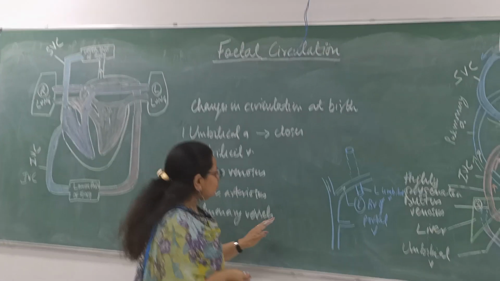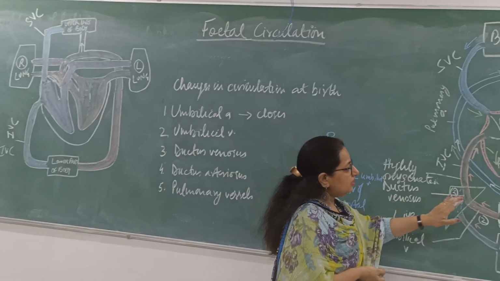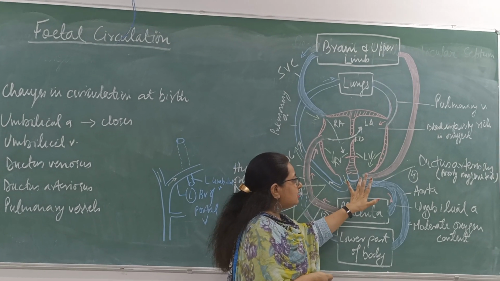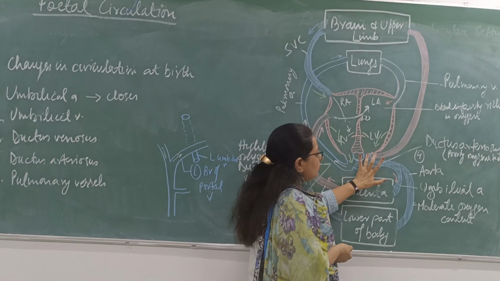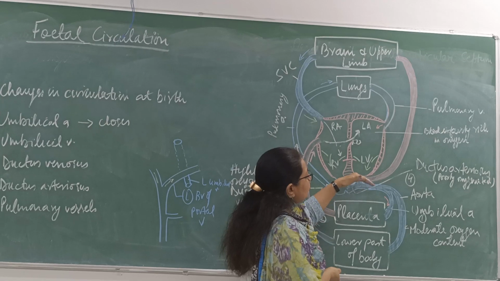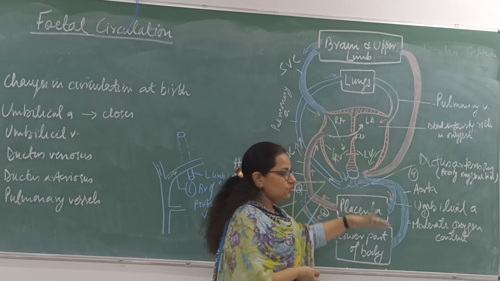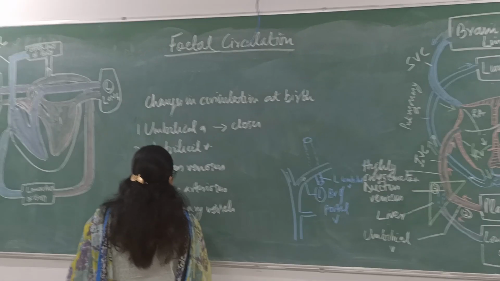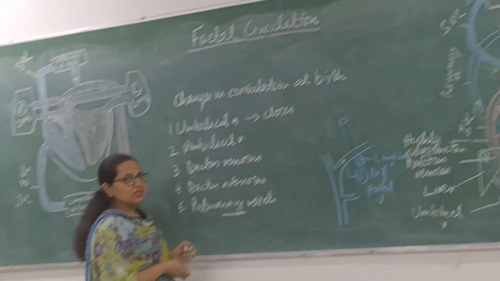Now when the ductus arteriosus closes, there is no mixing of blood. When the aorta is coming out from the left ventricle, it is supplying pure blood to the upper part of the body as well as to the lower part of the body, right? After that, the pulmonary vessels increase in size.